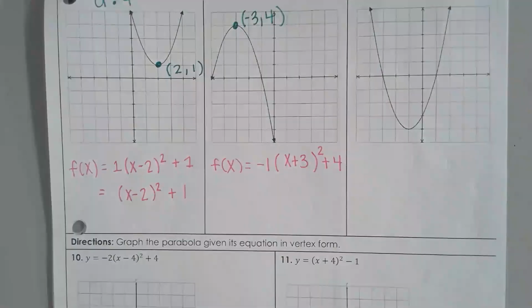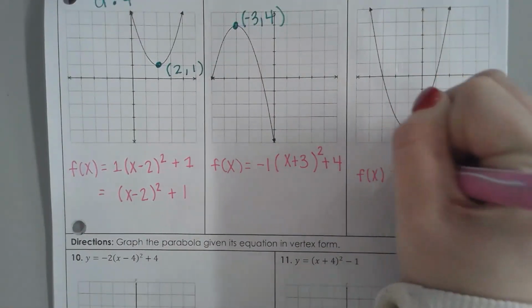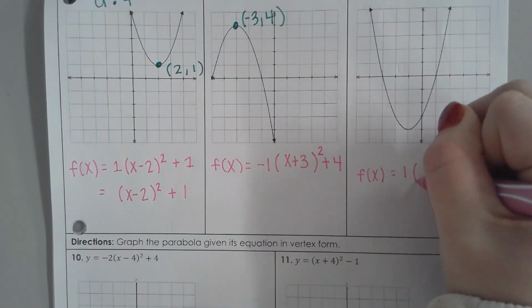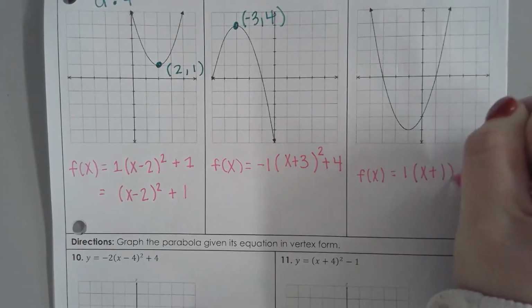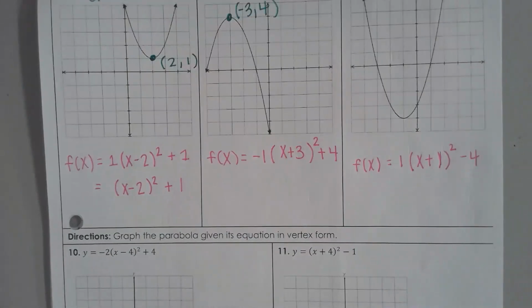All right, Katie, what equation did you get? Okay. X plus 1 to the second power minus 4. That is perfect. X plus 1 squared minus 4.